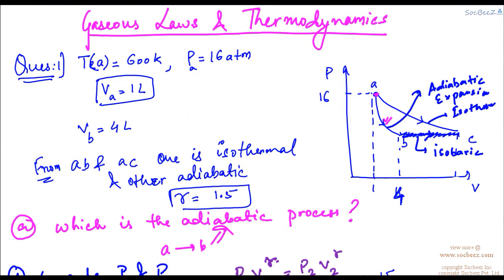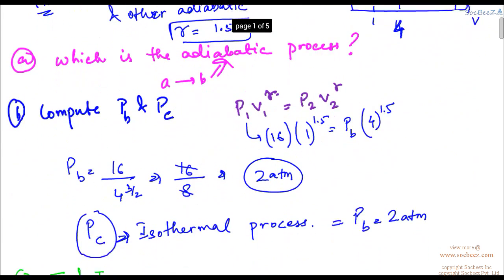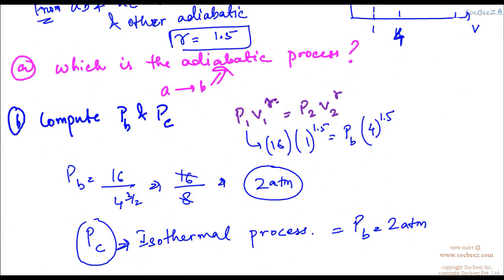What we had was an ideal gas, taken at 600 Kelvin, at 16 atm and 1 liter volume. It is taken through two processes. One is adiabatic and one is isothermal. So by just looking at the graph, we were able to find out which is adiabatic because it had a higher slope. Okay. Next thing we were required to find is the pressure at both the locations.